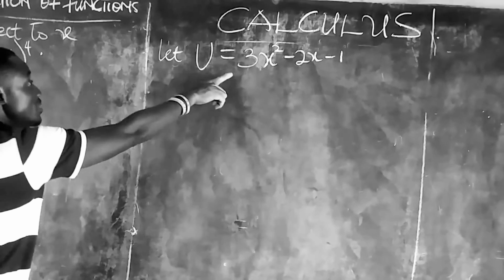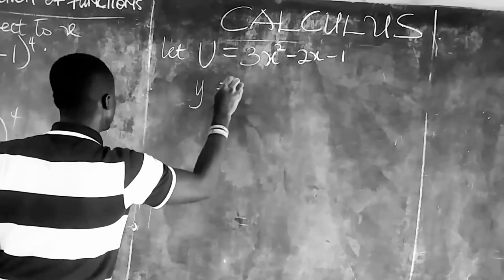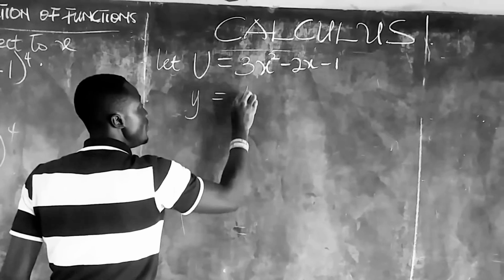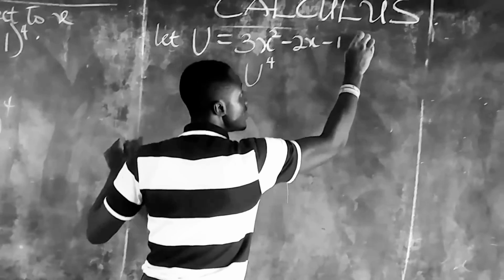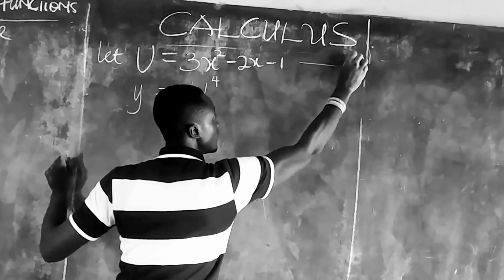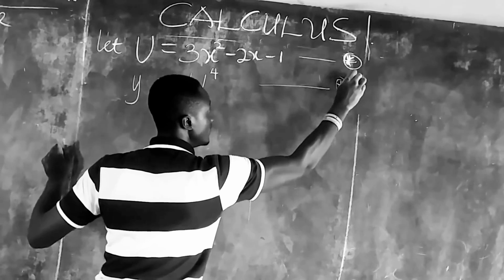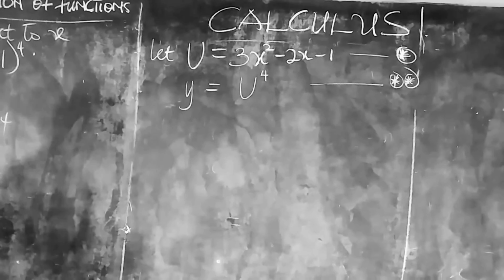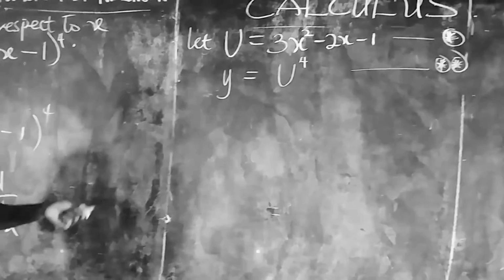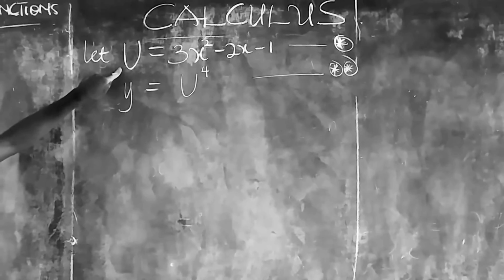So if we substitute this term by u, our term now becomes y is equal to u exponent 4. Good. So that is equation star, and let's say this one is equation star star. I think we are kind of using equation 1 and equation 2. Good. So let's differentiate u from equation star.